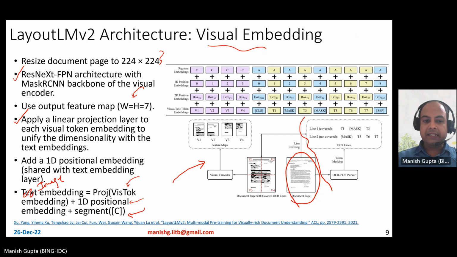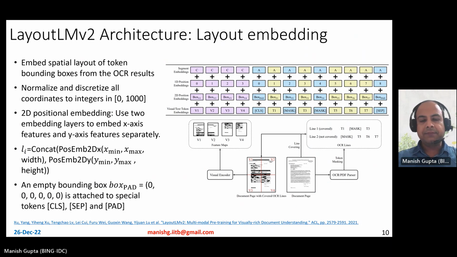So remember, in the text part also you used a one-dimensional position encoding. You basically share the same weights, so essentially the same values are used for the one-dimensional position encoding here as well. And for the segment encoding, in the text part you use A and B. Here you use C. That's all, right? Otherwise, you have three parts to the visual encoding as well: the projection of the visual token, the segment encoding, and also the one-dimensional position encoding.